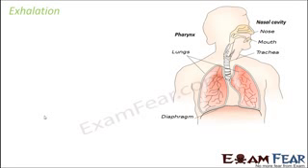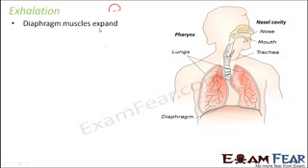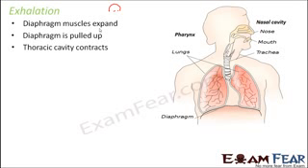On similar lines, let us look at the process of exhalation. What happens when we give out air which is rich in carbon dioxide? Just the opposite. Now the diaphragm muscles will expand, and expansion of the diaphragm muscles would mean that the diaphragm would come up somewhat like this. So the diaphragm is pulled up. Therefore, the volume of the thoracic cavity will decrease.